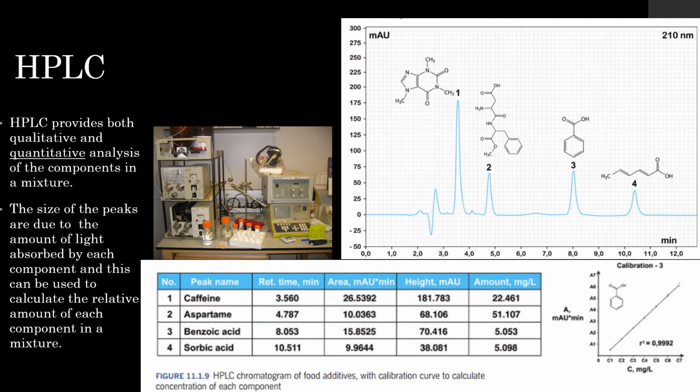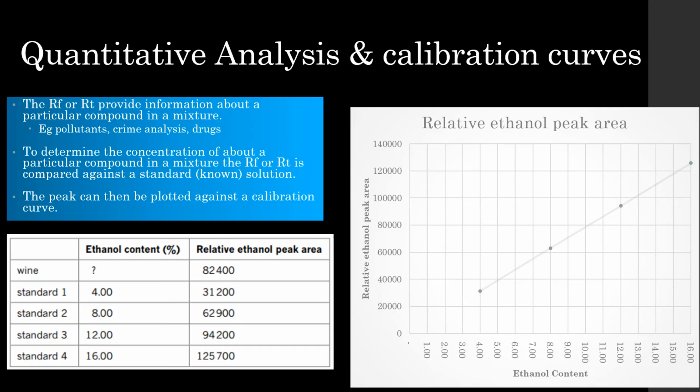And what are we going to do? We are looking at benzoic acid to create a calibration curve. So we can use an HPLC chromatogram along with a calibration curve to determine the concentration of each component. So let's think about calibration curves.